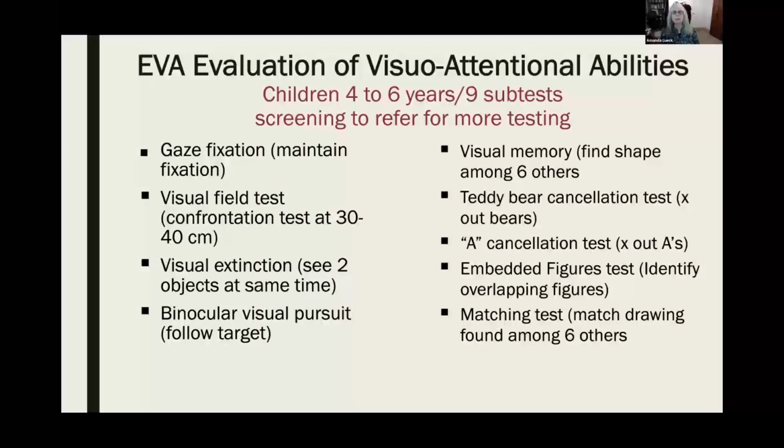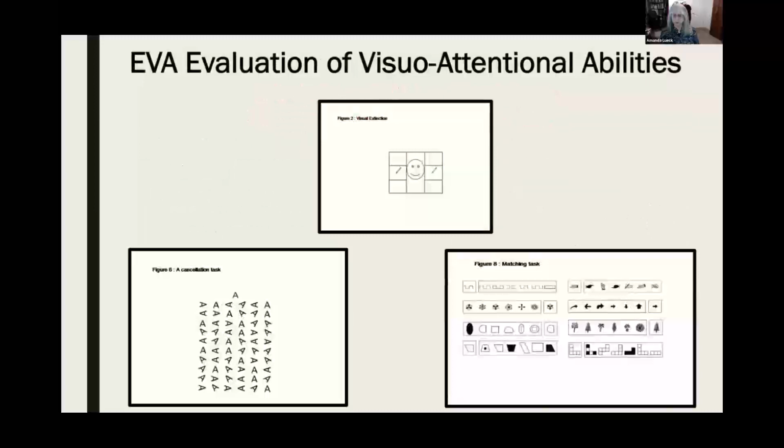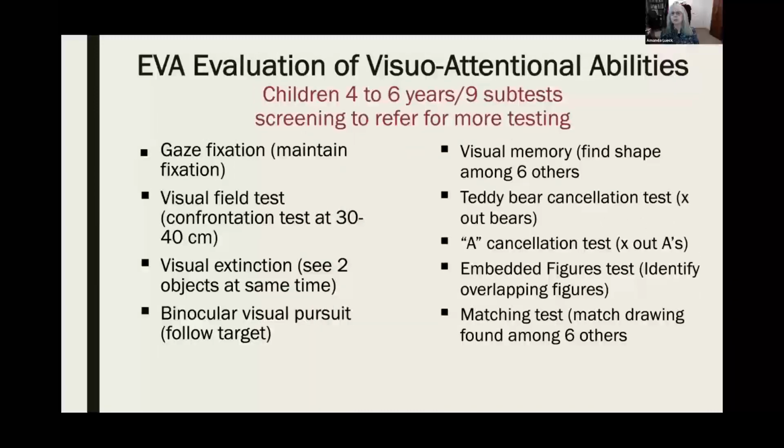And there are 9 subtests, and the test has been standardized and validated. The tests are gaze fixation, where you can maintain fixation on something. A visual field test using a confrontation test at 30 to 40 centimeters. Visual extinction, where you can see 2 objects at the same time. Binocular visual pursuit, which is being able to follow a target. Visual memory, which is finding shapes among 6 others.